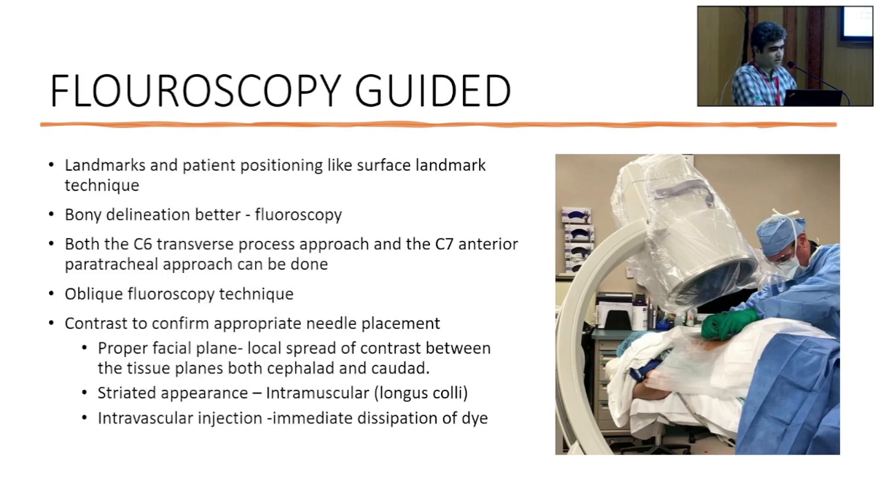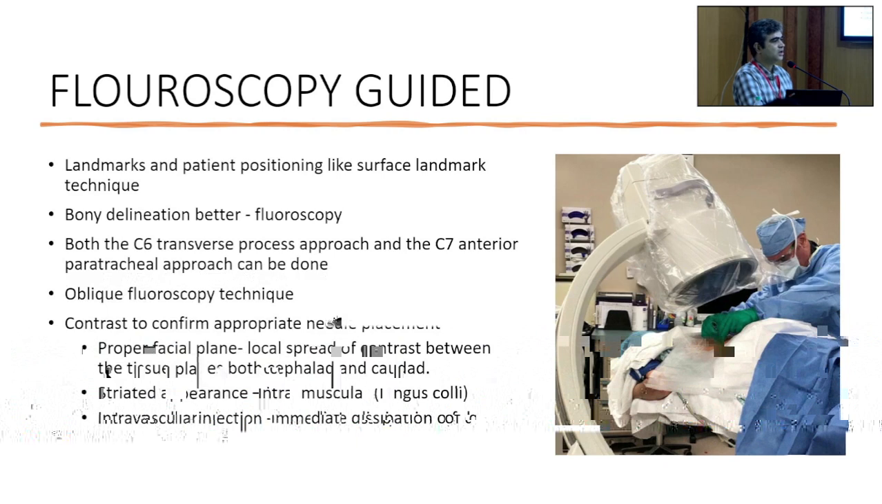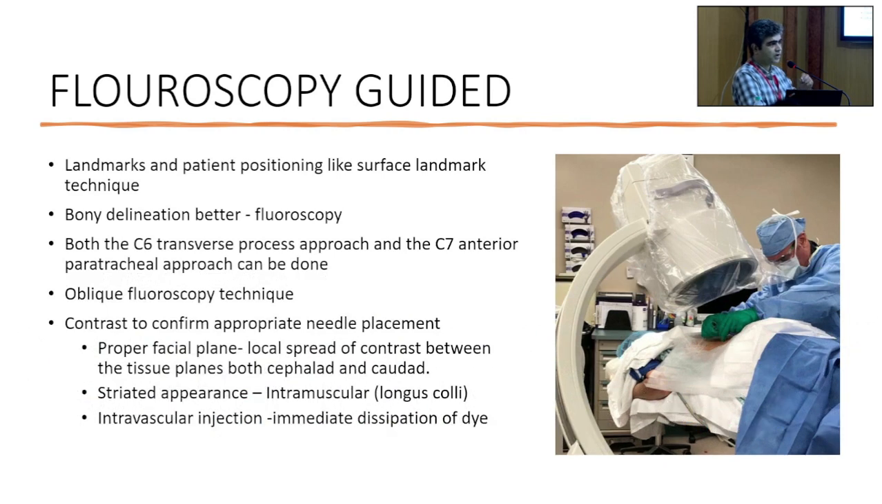The landmark and patient positioning are the same as for the surface landmark. What is the advantage? The bony delineation is better, and the procedure can be performed with fluoroscopy either at C6 or at C7. Few like to perform it at C7 and few like to perform it at C6 because they think that C6 is still safe. So when we are giving local, if we inject at the right place, the local or your neurolytic agent will trickle down and it will block the stellate ganglion.